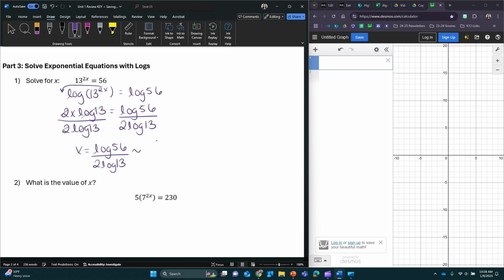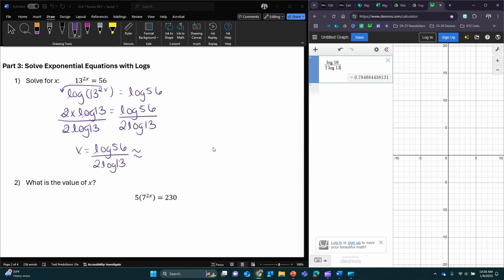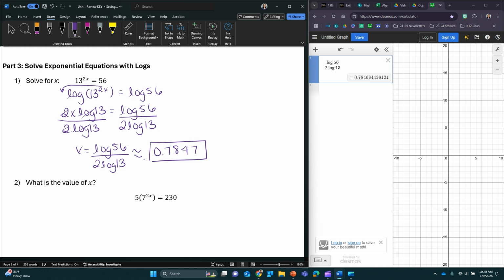And then I can actually approximate this value using my calculator. So I'm going to go ahead and do log 56 divided by 2 log 13. And we're going to go ahead and round this value that we have. I have 0.7847. Okay, and that is approximately equal to the value of x.